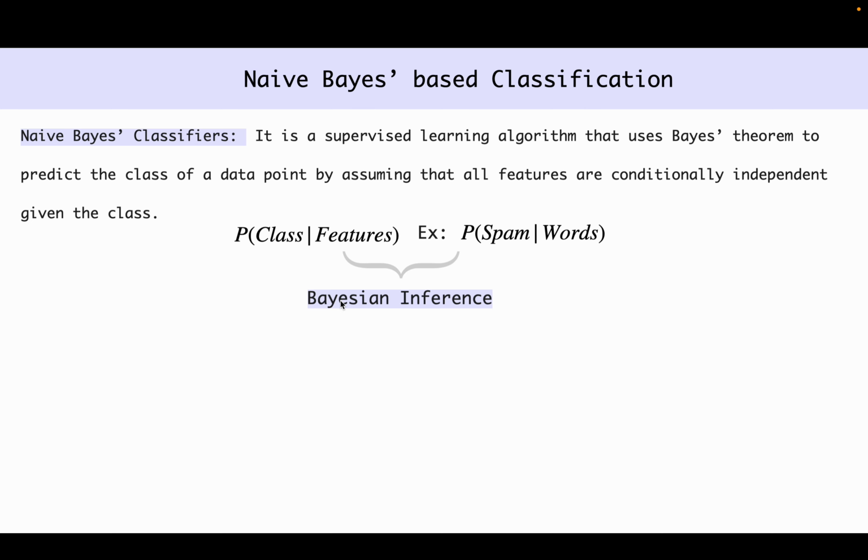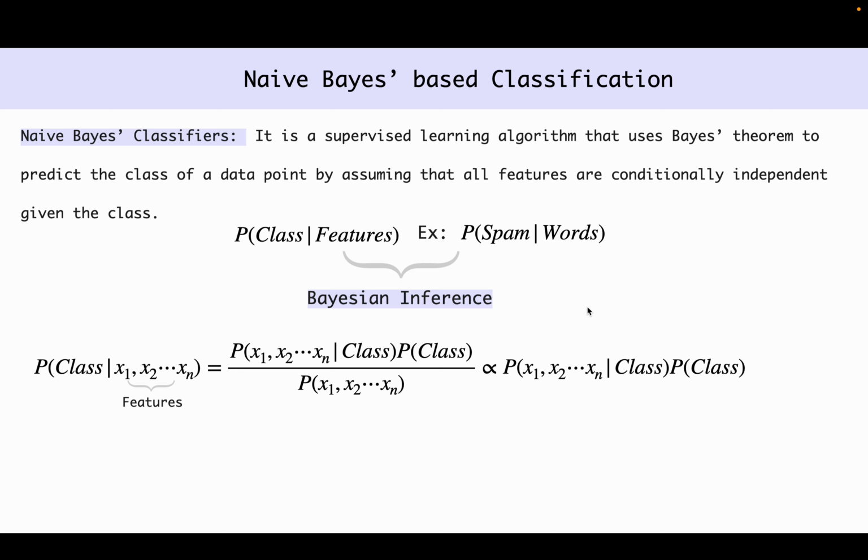So if you take an example, this is how it looks. For a given set of words, we need to classify whether it is spam or non-spam. And this type of inferencing is called Bayesian inferencing. We are utilizing the Bayes theorem to make an inference about a certain input. So this is how it looks mathematically. This is the posterior probability which we would like to find out, and these are the individual features, n features, which are conditionally independent for a given class.